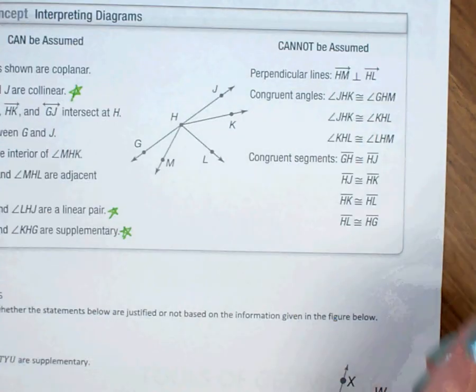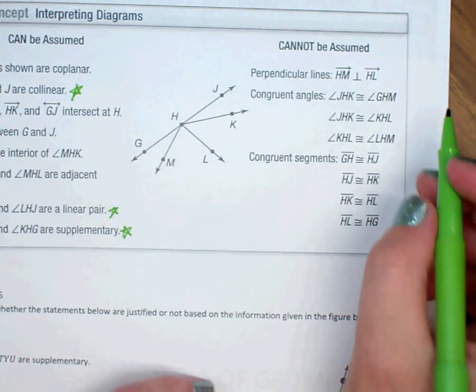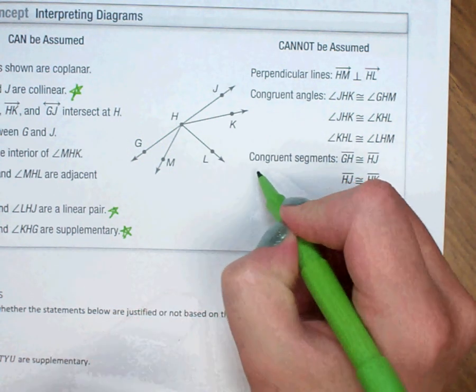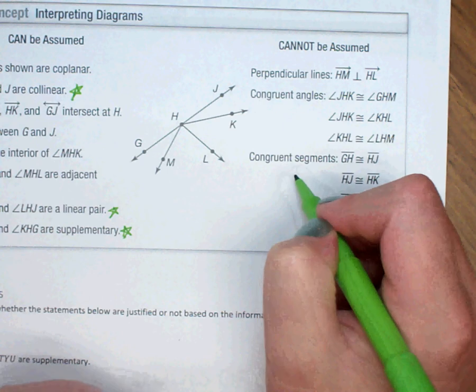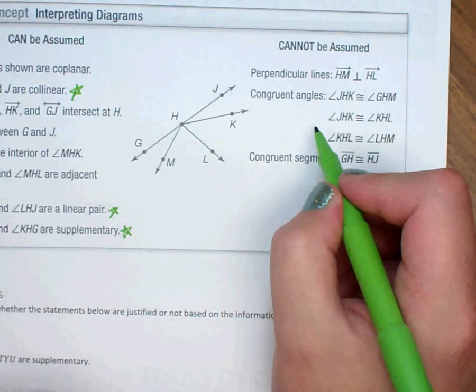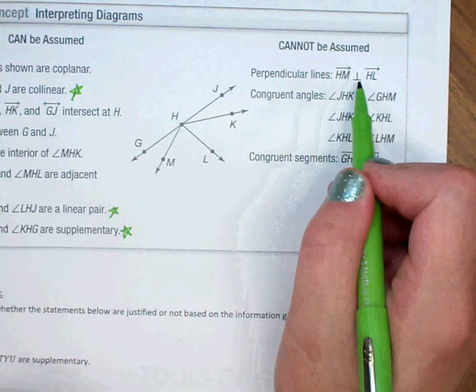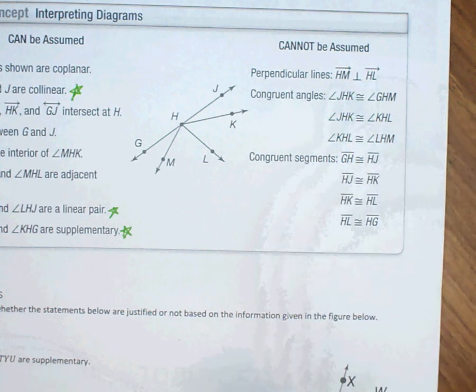All right, things that you cannot assume. You cannot assume that segments are congruent. You cannot assume that angles are congruent, and you cannot assume that lines are perpendicular, or even parallel for that matter, but we haven't gotten to that point yet. So unless they are marked on the diagram, do not assume it.